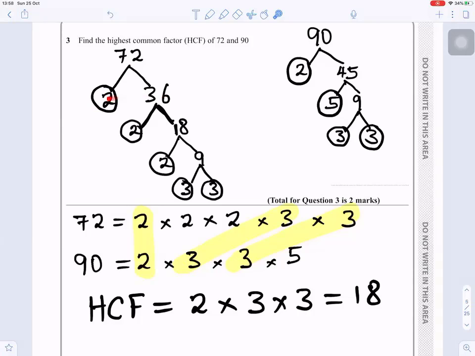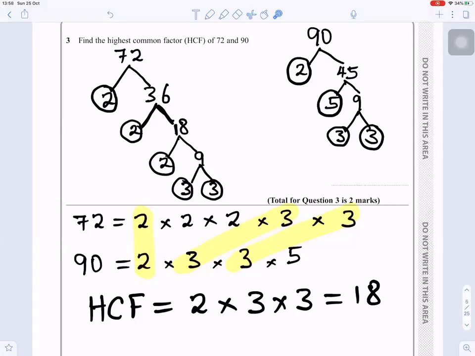72, 2 times 36. 2 is a prime number, so you circle it. 36, 2 times 18. 2 is a prime number, you circle it. 18, 2 times 9. 2 is a prime number, you circle it. And 9, 3 times 3. 3 and 3 are prime numbers.